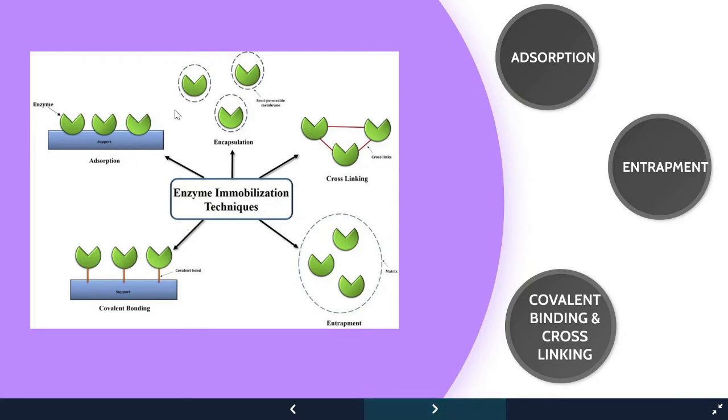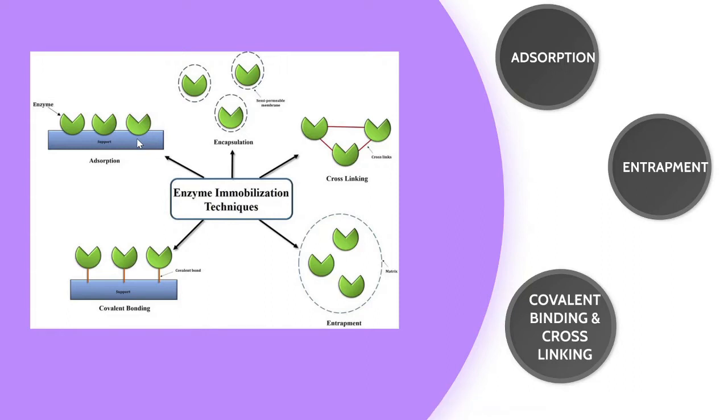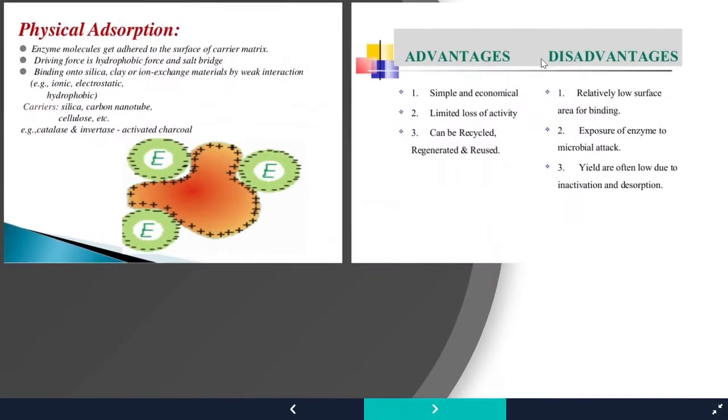When you see the image here, the blue one is the support and the enzyme is shown in green. So the enzyme is just adsorbed on the support material, so it cannot move here and there when it is placed in the reaction. It is a physical method. We are not going to alter any structure or property of the enzyme. This is just a physical method. So in detail, let us see about adsorption.